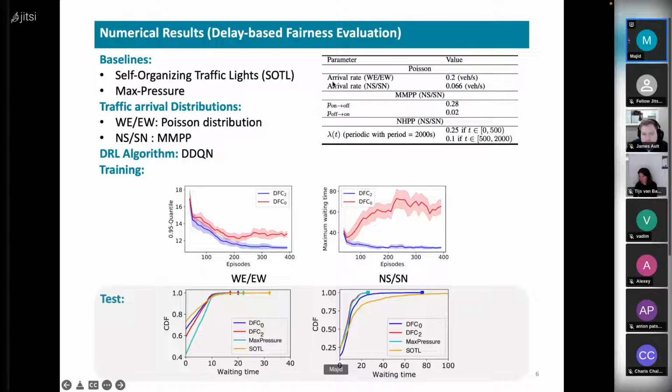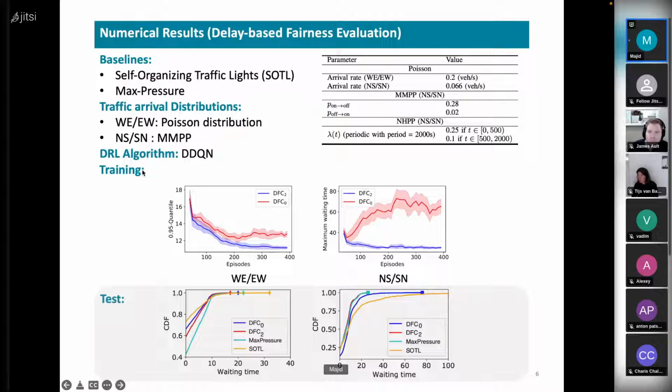Here are the parameters that we are using for our environment, and we are using SUMO for simulating the environment. For the arrival traffic, we use different distributions. Other studies mostly use a Poisson distribution for the arrival of vehicles. Here we're considering two other distributions which might be more realistic. One is a Markov modulated Poisson process, which can create bursts to simulate platoons of cars. In the next experiment, we're using a non-homogeneous Poisson process, which can be time varying and non-stationary.